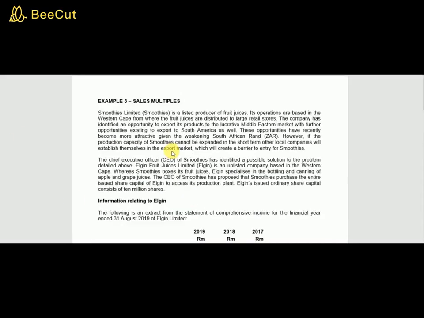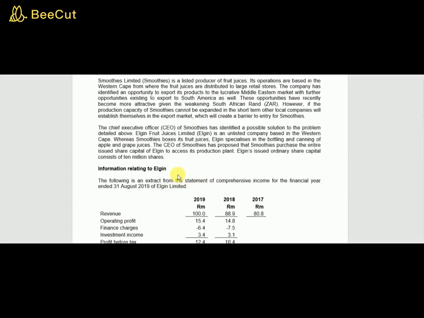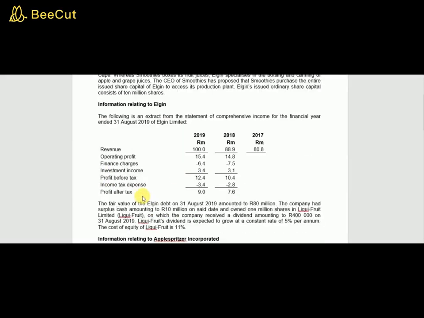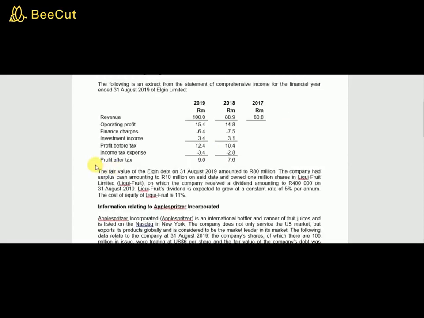Now, information remains relatively similar to some of the previous examples, I think lecture example 2 that we went through together. But we've got this company, Smoothies Limited, and they are interested in buying Algen. Algen has got this information that's available for 2019, 2018, and 2017, and they've given us the revenue, after-tax figures, etc. Fair value of Algen debt on 31 August amounting to 80 million.